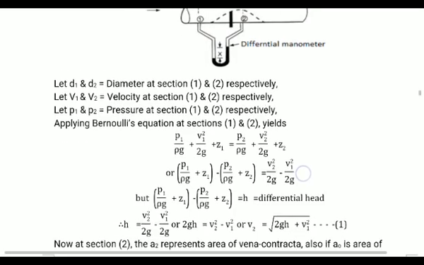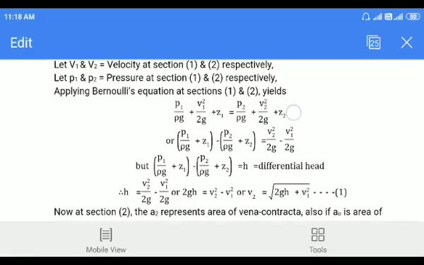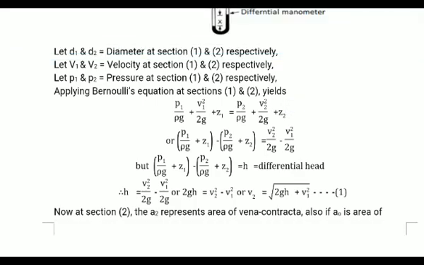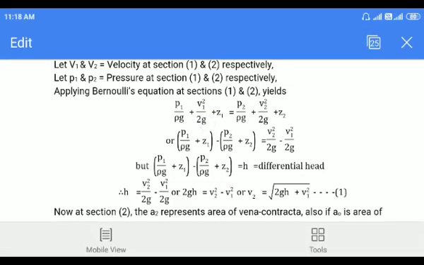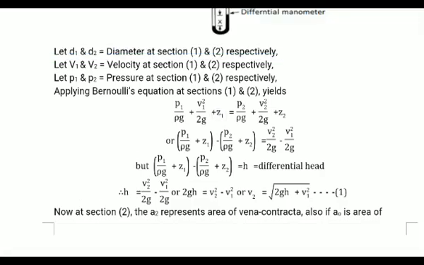Now applying Bernoulli's equation at sections 1 and 2 yields p1 over rho g plus v1 square divided by 2g plus z1 equal to p2 divided by rho g plus v2 square divided by 2g plus z2. You should remember here p1 divided by rho g is called the pressure head, v1 square divided by 2g is called velocity head or kinetic head, and z1 is called potential head or datum head.